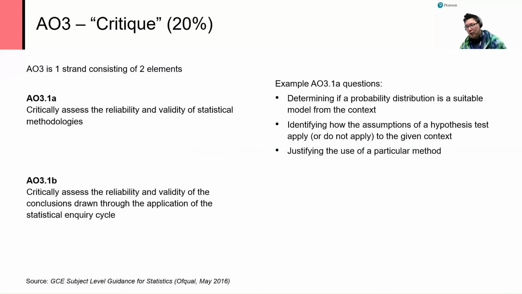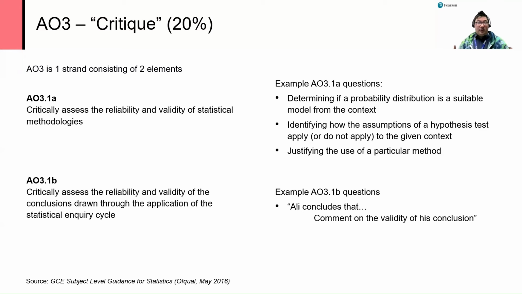Now, example 3.1a questions would be things like, can you decide whether a probability distribution is suitable for a particular context? Or using the assumptions of a hypothesis test and working out, is it suitable for this particular context or scenario? Can you justify the use of that particular method? So yes, you've used a sign test, but can you justify why you've used a sign test? That would come under 3.1a.